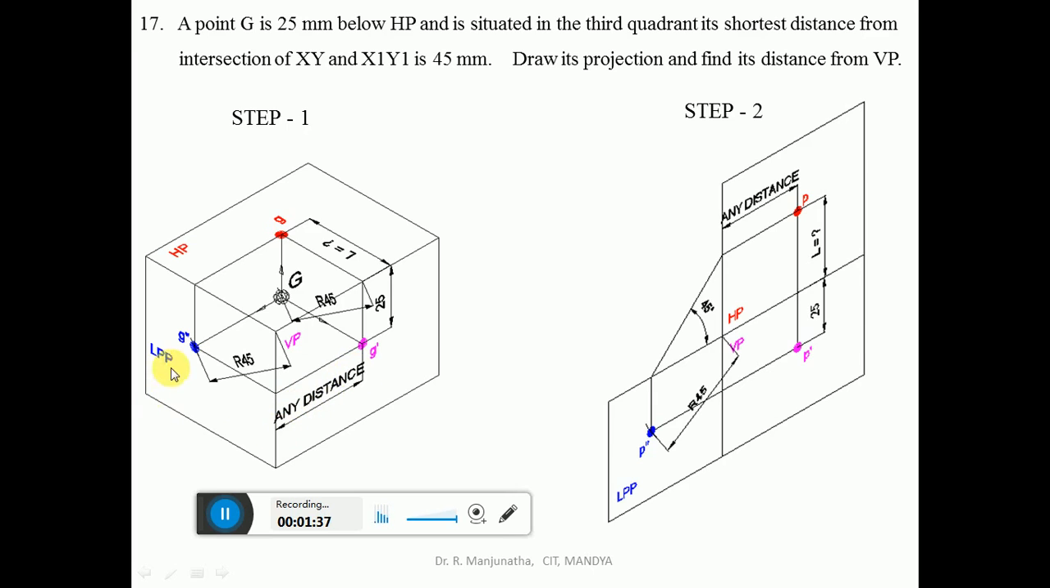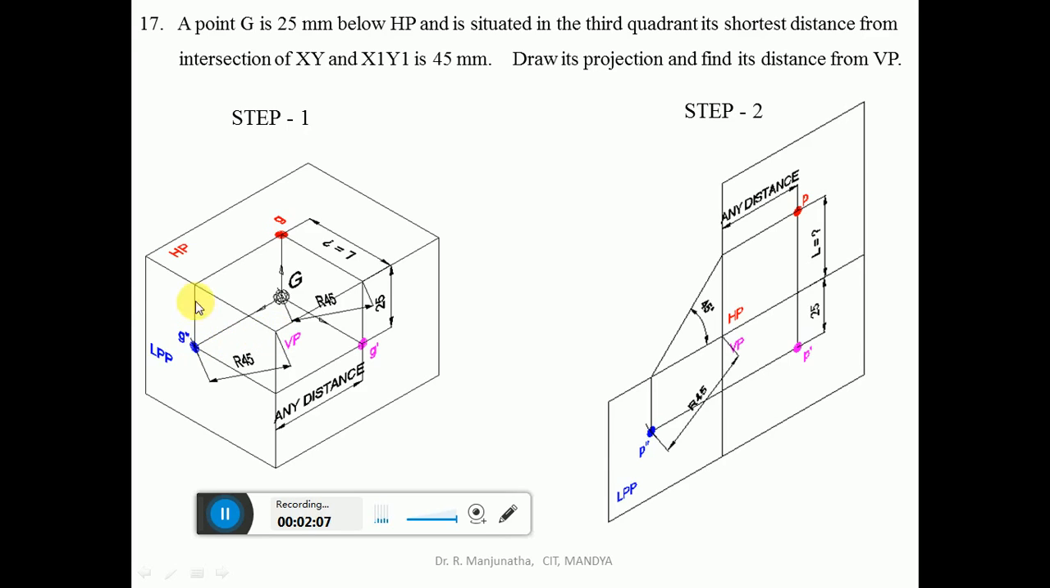When you look from the left side view, we can see the distance below HP and also the distance behind VP. So this distance can be seen here. But we don't know the distance with respect to this. But we know the distance below HP. So this below HP distance can be seen here. And also this shortest distance, from this point to the point in space, is 45 mm, which can be seen here in the origin.